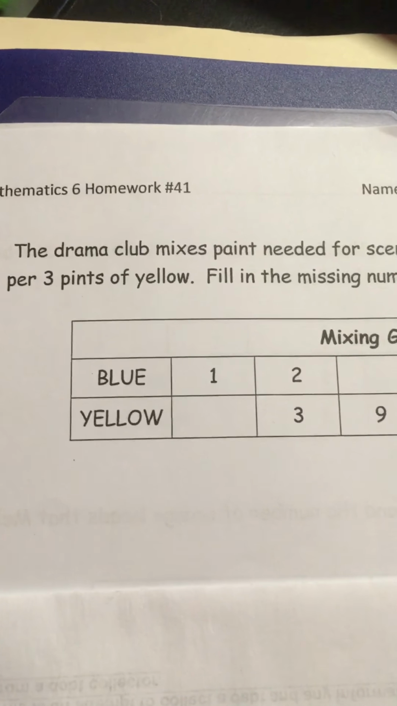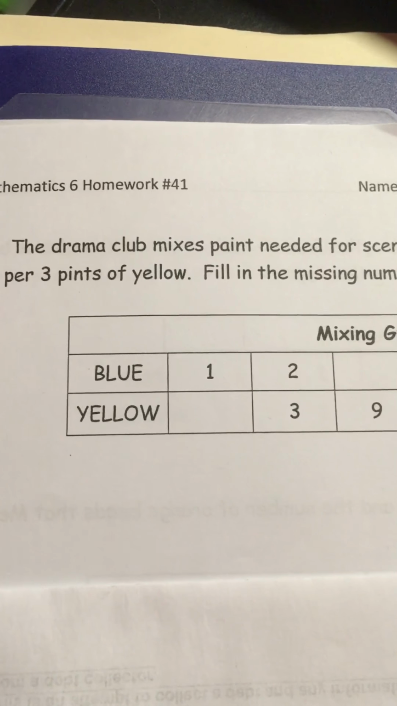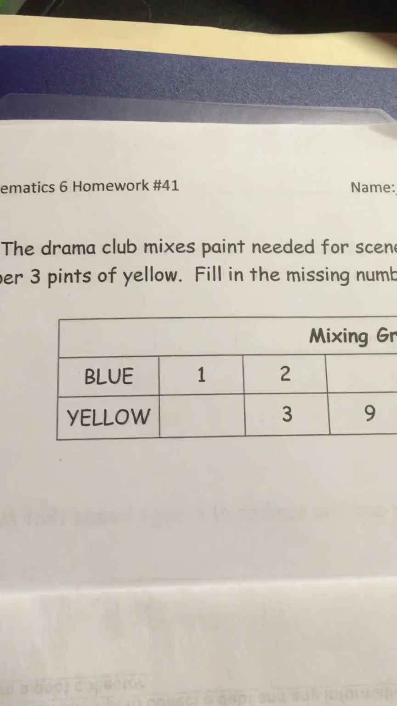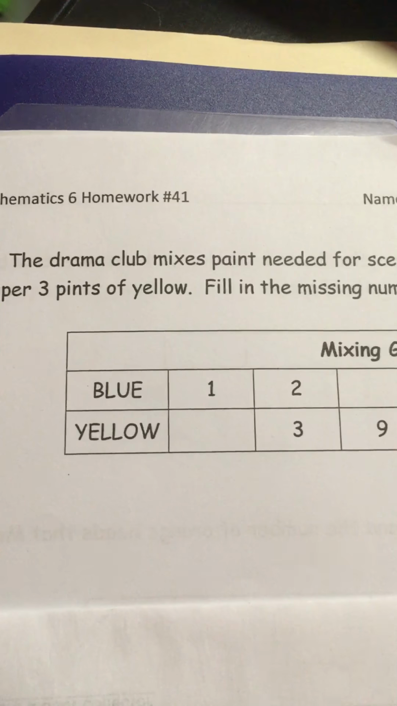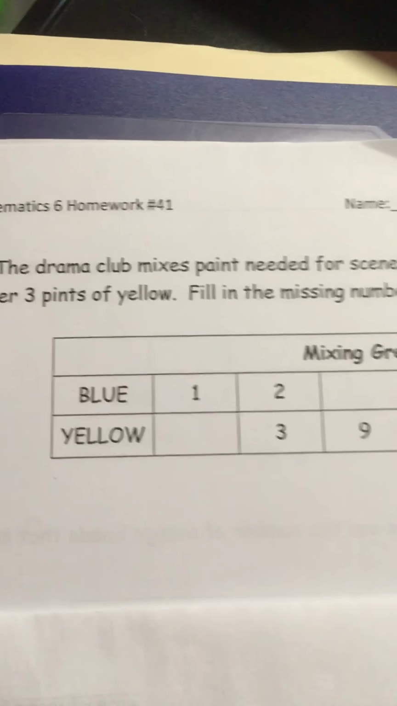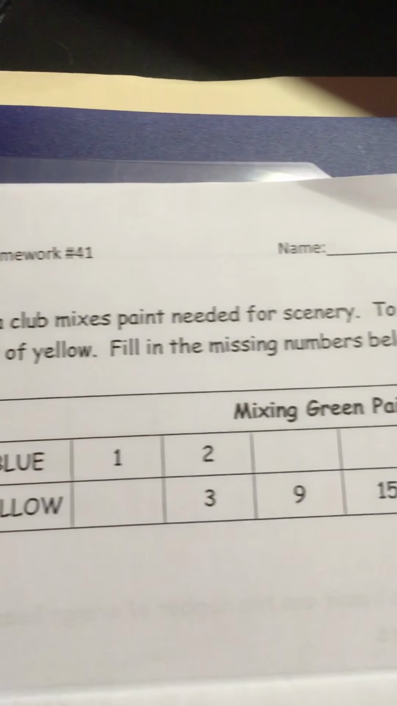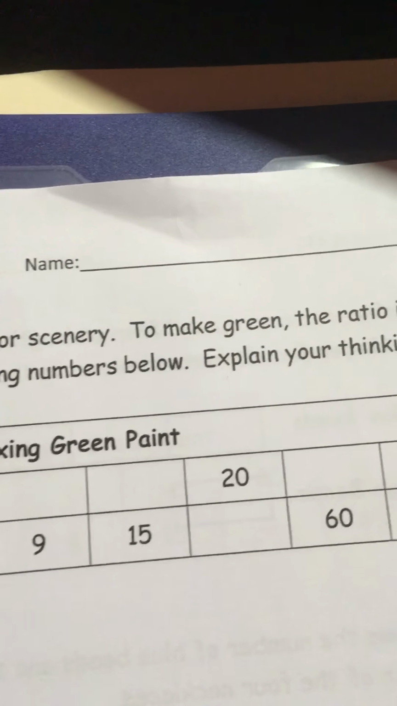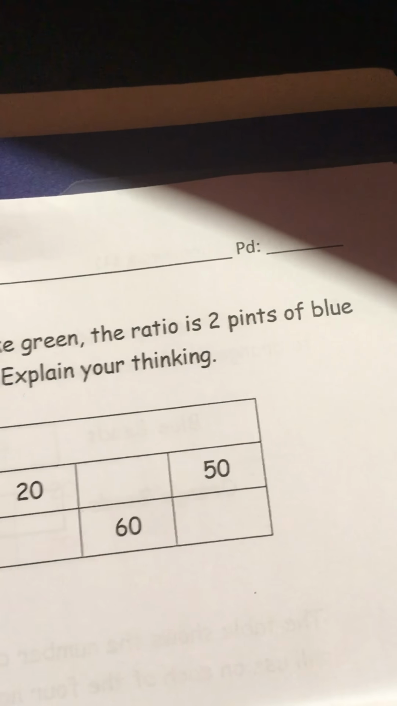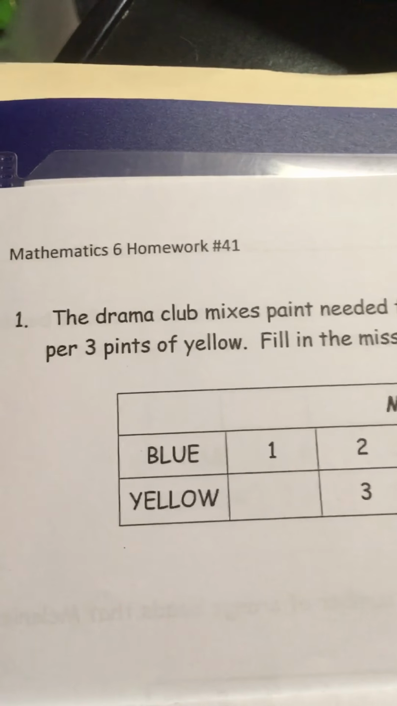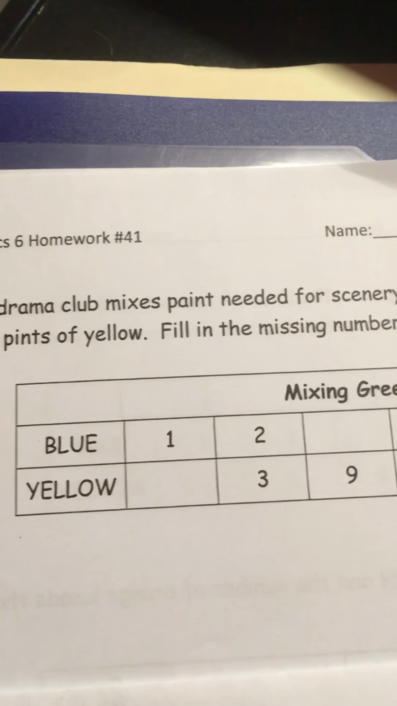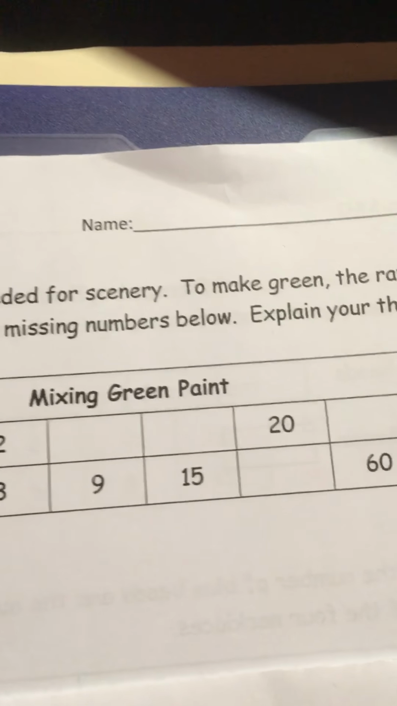This video will help you understand all of the number ones on homework 41 through 49 and the quiz. And it's our basic ratio table that reads, the drama club mixes paint needed for scenery. To make green, the ratio is 2 pints of blue per 3 pints of yellow. Fill in the missing numbers below.